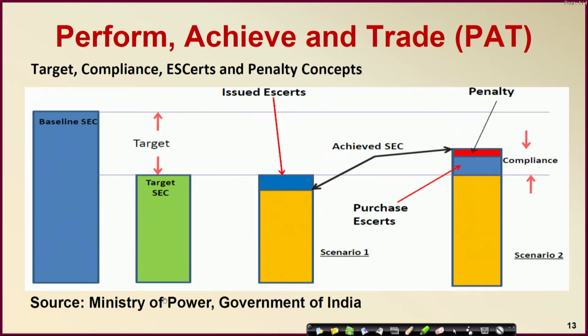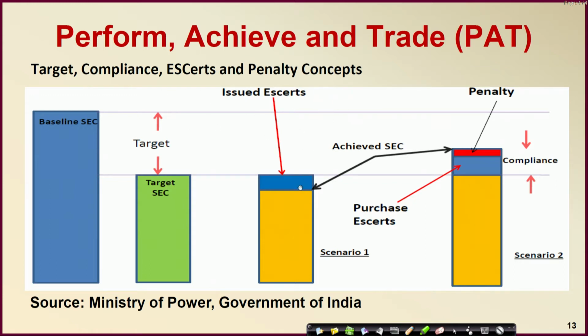Now, this is the target. So, this is what they were doing, this is where they have to reach. So, this is the gap. Now, look at two scenarios. Here is the company who has achieved the SEC. Their target was here, they have achieved here. So, they have achieved a little more, which is to their advantage. So, they will be issued energy saving certificates.